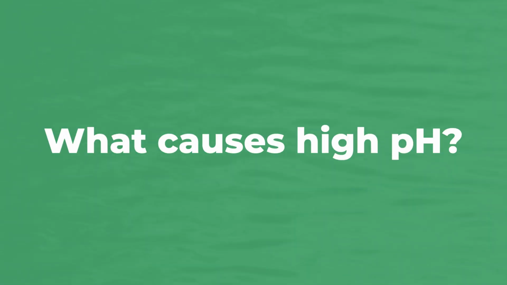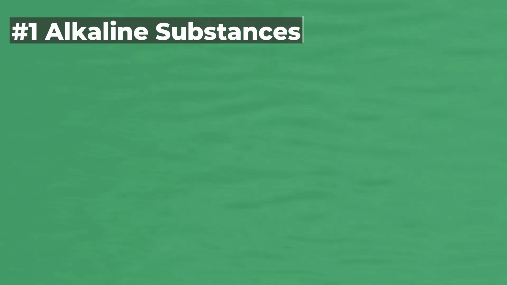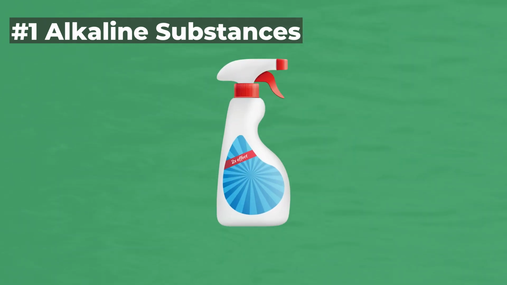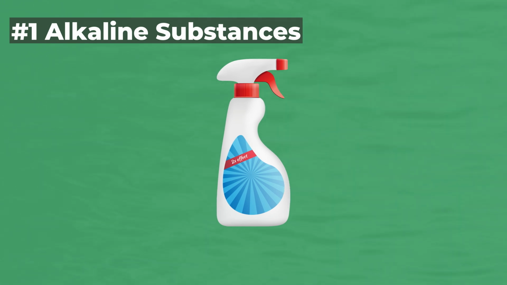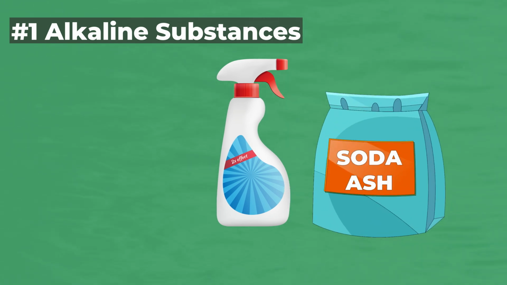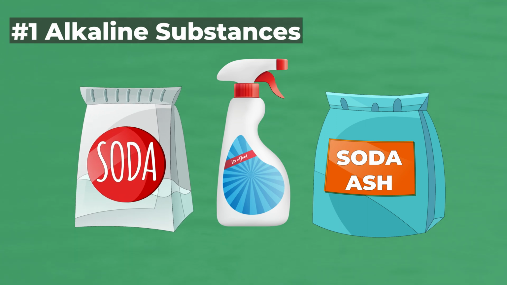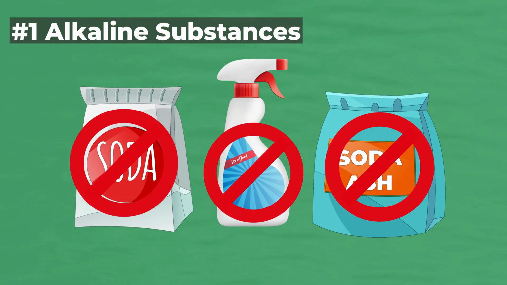So what causes high pH levels? Several factors can push your hot tub's pH to the higher end. These include: 1. Alkaline substances. Certain cleaning agents or even alkaline minerals in the water can cause an increase in pH. Cleaning agents that have soda ash or sodium bicarbonate, aka baking soda, will increase the total alkalinity and pH in your hot tub. It's best to avoid them or rinse them properly when cleaning the hot tub.